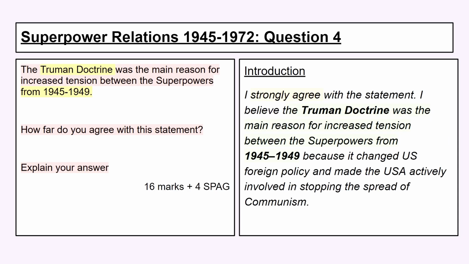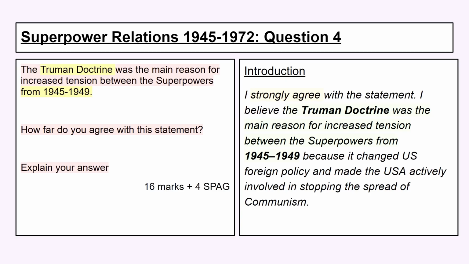I would start my answer off like this, and I would write an introduction. I wouldn't spend ages on the introduction. I don't want to put a load of waffle in there, but I would just start off with something like, I strongly agree with the statement. I believe the Truman Doctrine was the main reason for increased tension between the superpowers from 45 to 49.